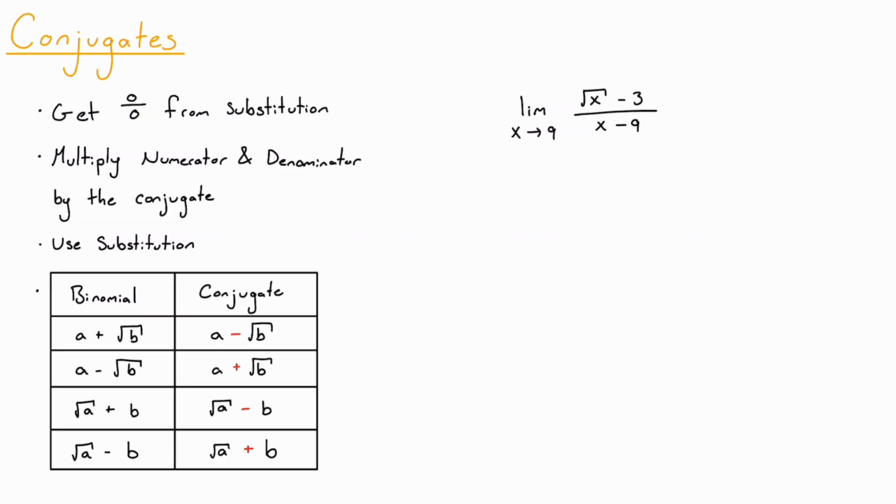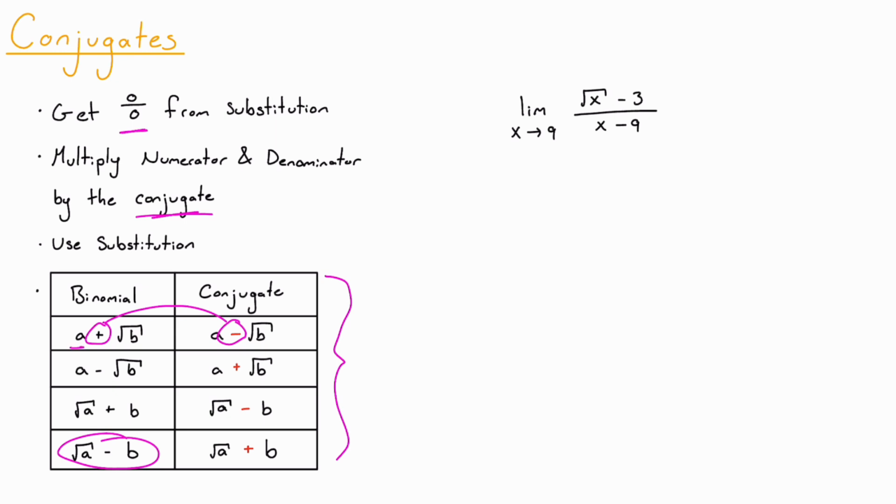Our next technique is using conjugates. So once again, we're going to get an indeterminate form from our substitution, and once we determine that, then we will have to multiply the numerator and denominator by the conjugate. So remember, a conjugate is what we have in this table here, when you have a binomial, and with our square roots here, anytime that we have a binomial, so that is two terms, and one of them includes a square root, then we can use our conjugate, which means that we take the opposite sign of what we have and multiply both the numerator and denominator by that.